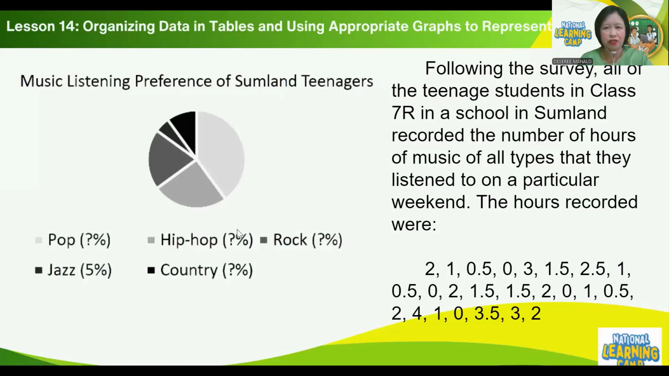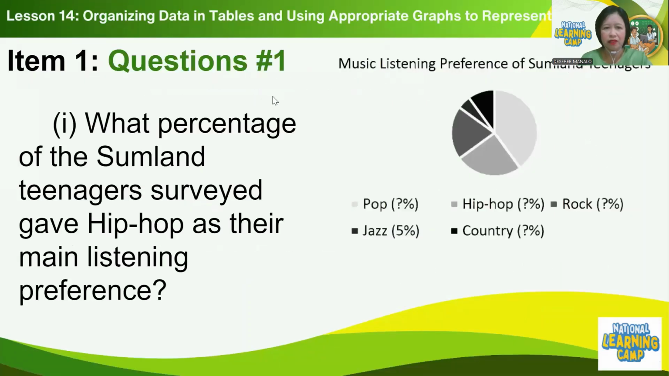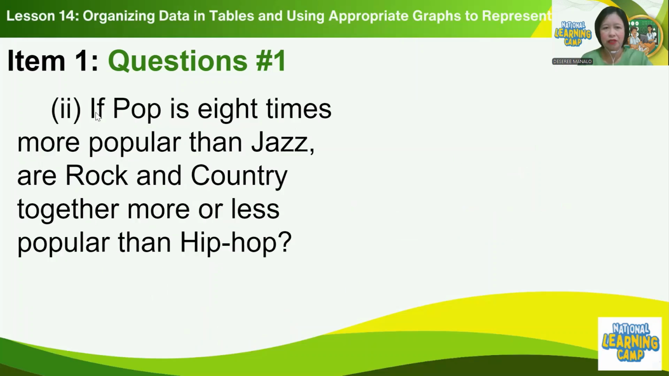From this information for STEM 1, you can pause the video to answer the item 1 questions numbers 1 to 3. Let's start. Item 1, question 1. What percentage of the Sumland teenagers surveyed gave hip-hop as their main listening preference? Since the sector angle in the pie chart for hip-hop is 90 degrees, which represents 1/4 of the pie chart, it has 25%.